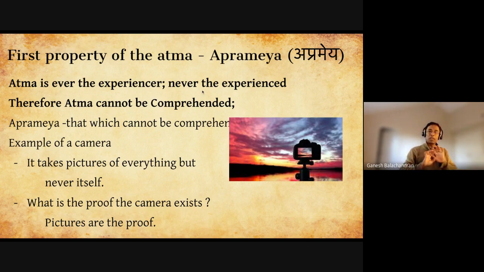Atma is ever the experiencer, never the experienced. Therefore, Atma is aprameya, cannot be comprehended. The example I gave in the last class also is that of a camera. Camera takes pictures of everything, but never itself. What is the proof the camera exists? The pictures are the proof. This is how they give in Vedanta. Maybe they don't use a camera; they use something else. But it's a little something to just ponder on, because it is aprameya.